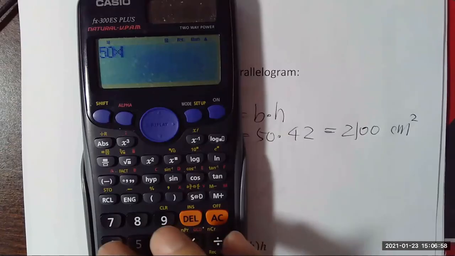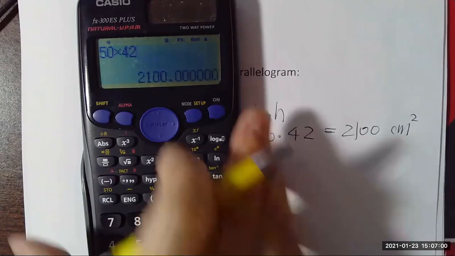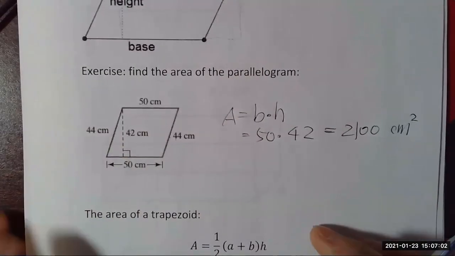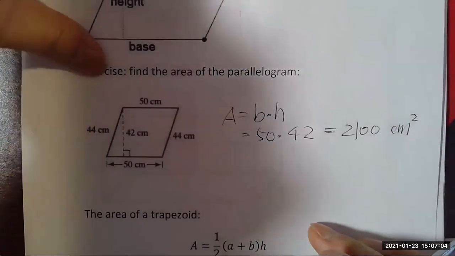50 times 42. Yeah, 2100. So we finished that one.